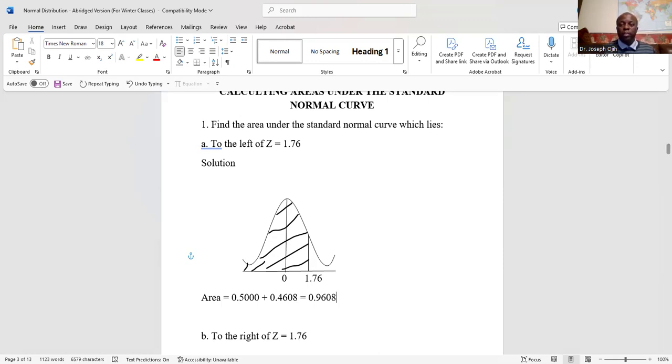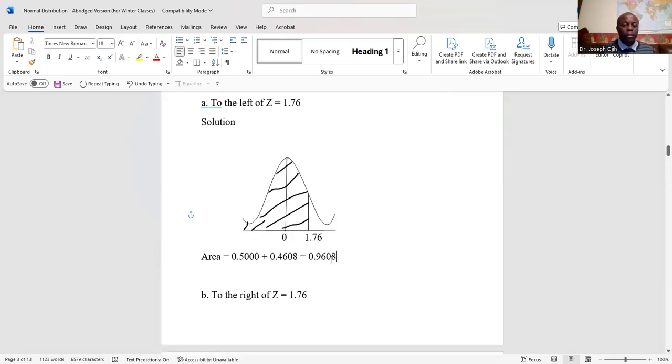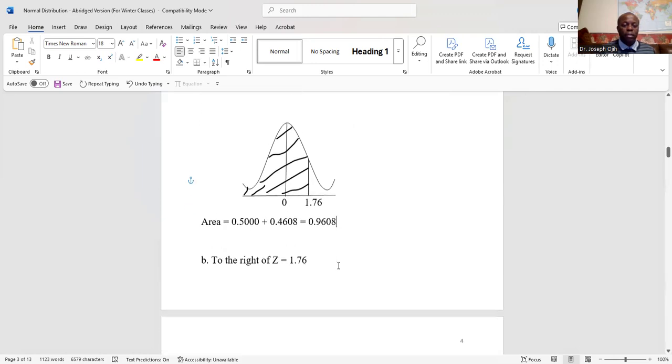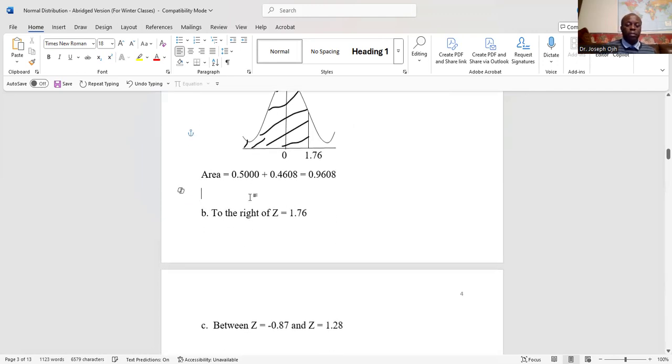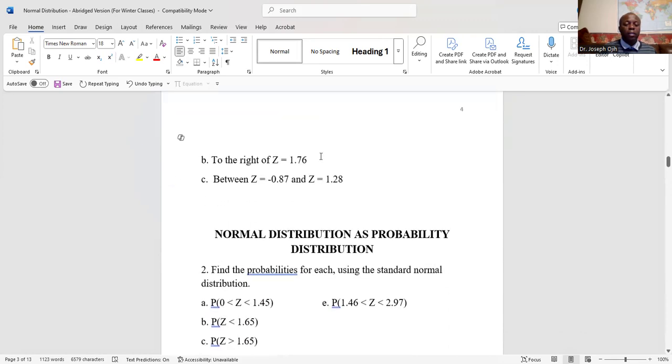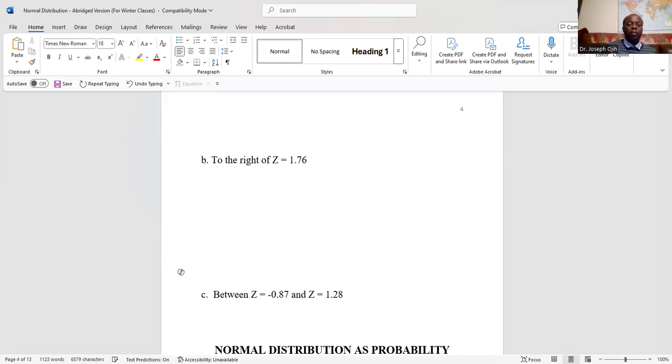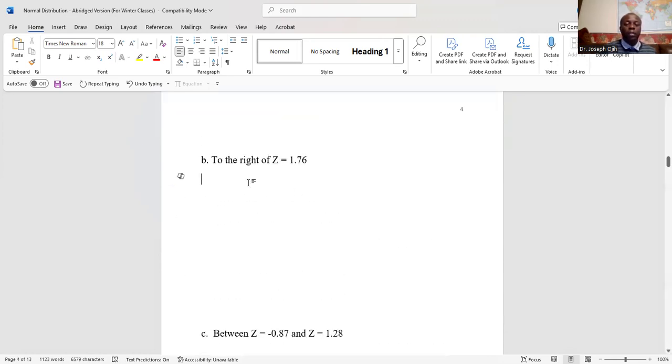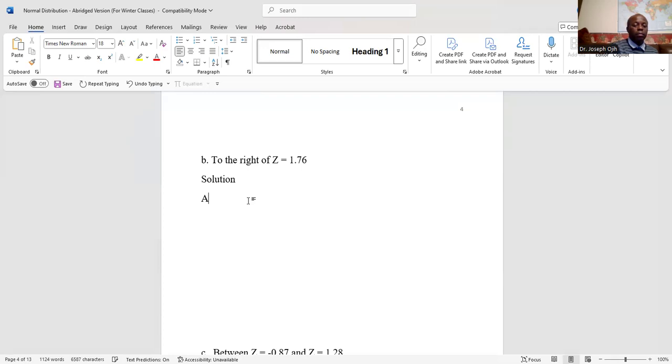Any question to what I did? Okay, good. Excellent. Now let's look at the second example. It's the same 1.76, but this time around they say to the right of it. Again, we're looking for the area.